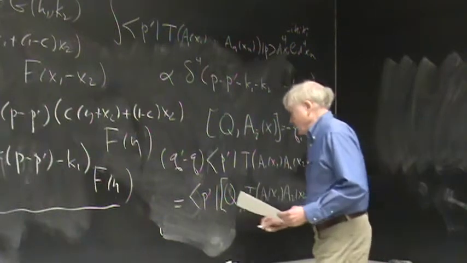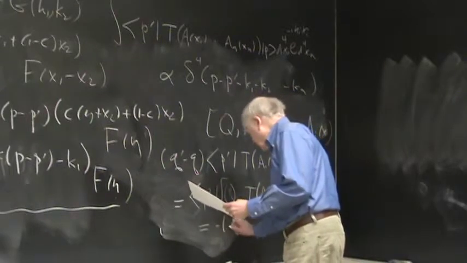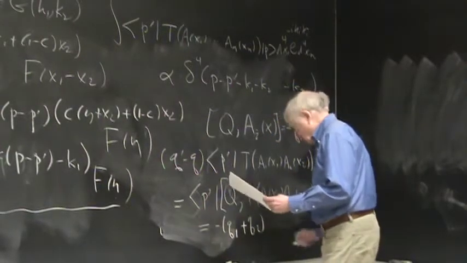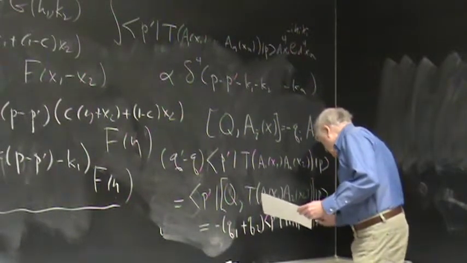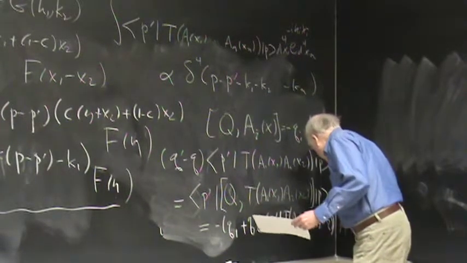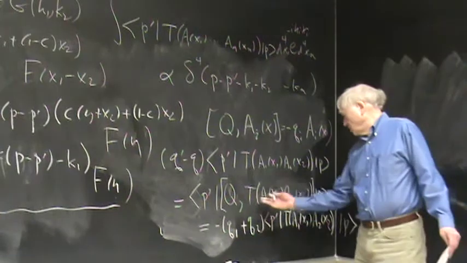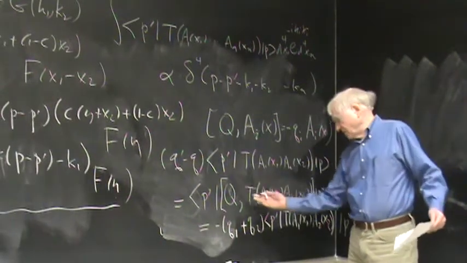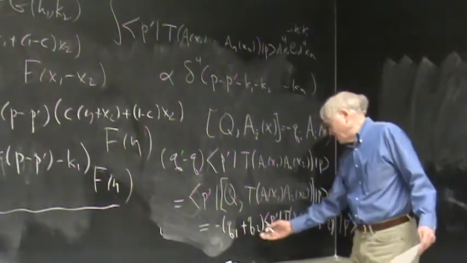And so this is equal to, actually, minus Q1 plus Q2 times P prime time ordered product A1, X1, A2, X2. All right, so the point was that the commutator of Q with the product of the two fields is just the commutator of Q with A1 times A2 plus A1 times the commutator of Q with A2, so that gives you minus Q1 minus Q2.